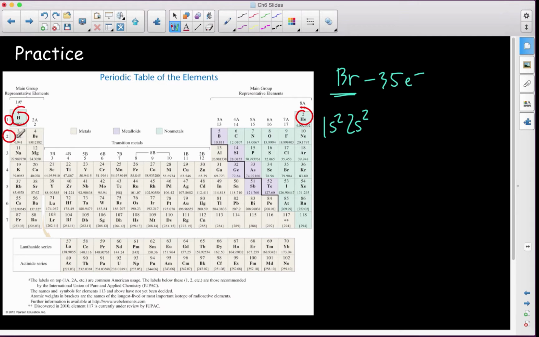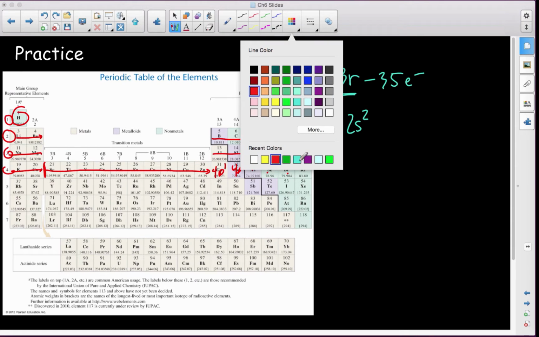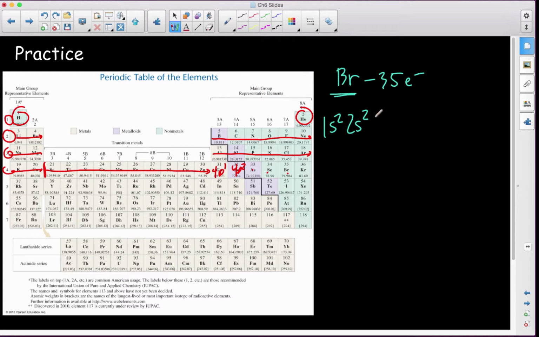1s2, 2s2, 2p6, 3s2, 3p6, 4s2. Remember, here starts our d's, right? So this is 3d10. Then here goes 4p1, 4p2, right? 3, 4, 5. Yes? So we would know that this is 1s2, 2s2, 2p6, 3s2, 3p6, 4s2, 3d10, 4p5.